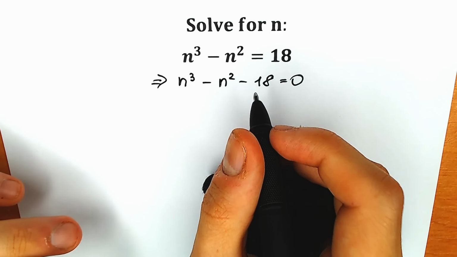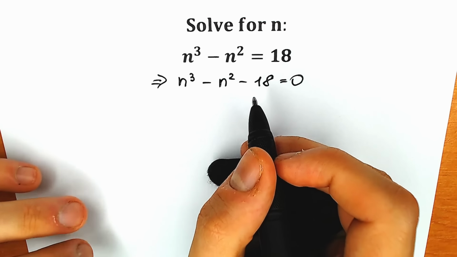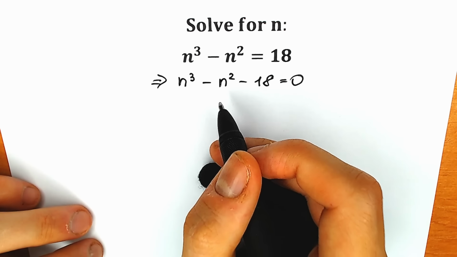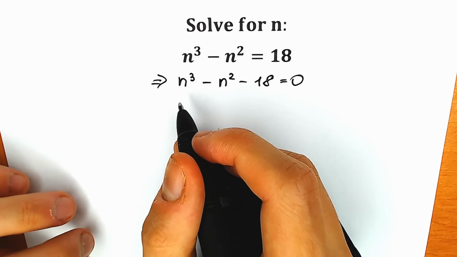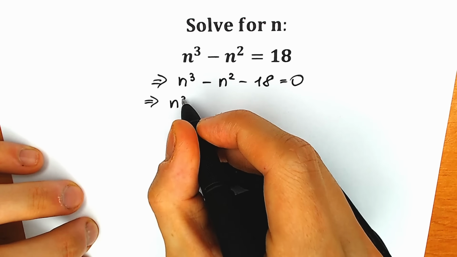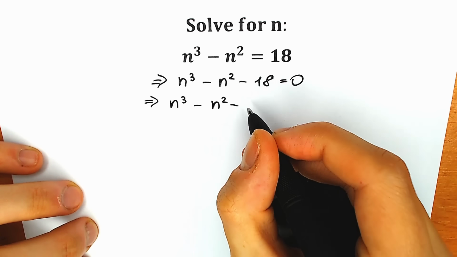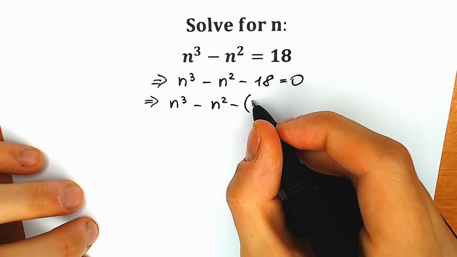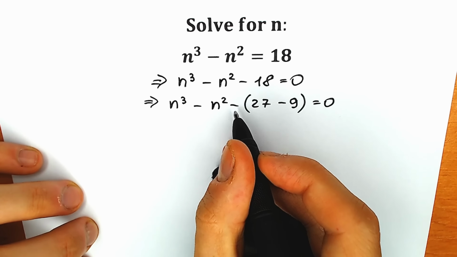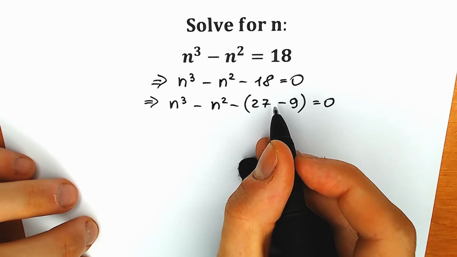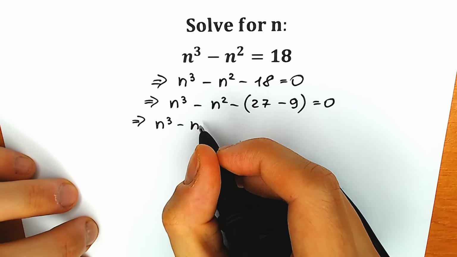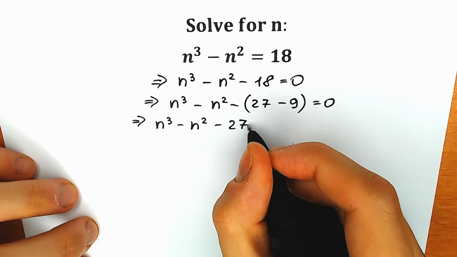My quick recommendation: a lot of students might be asking, why do you choose this expression? Because I just want to express this 18 as 27 minus 9. So first of all, instead of this 18, let's write 27 minus 9. Final step, let's open parentheses. We have a negative sign, so that's why we need to change the sign to the opposite one. So we have n cubed minus n squared minus 27 plus 9.